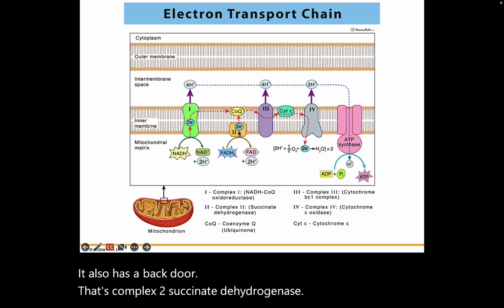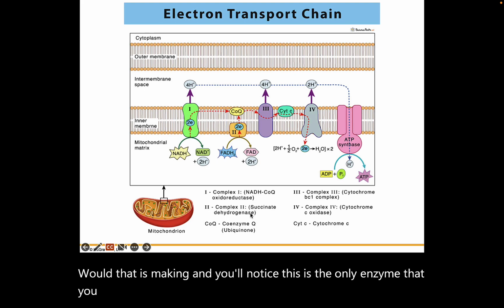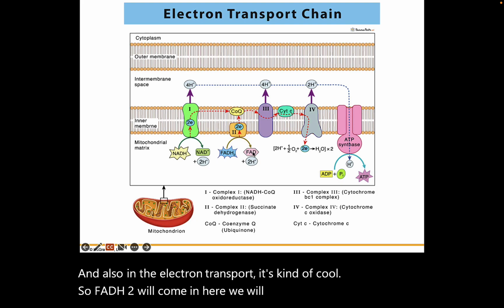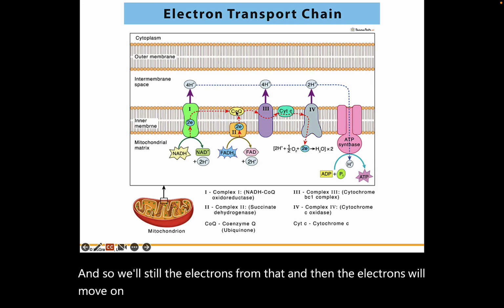What that is making, and you'll notice this is the only enzyme that you see that is located both in the Krebs cycle and also in the electron transport. It's kind of cool. So FADH2 will come in here. We will oxidize it to FAD. And so we'll steal the electrons from that, and then the electrons will move onto the raft known as coenzyme Q and go over to 3.